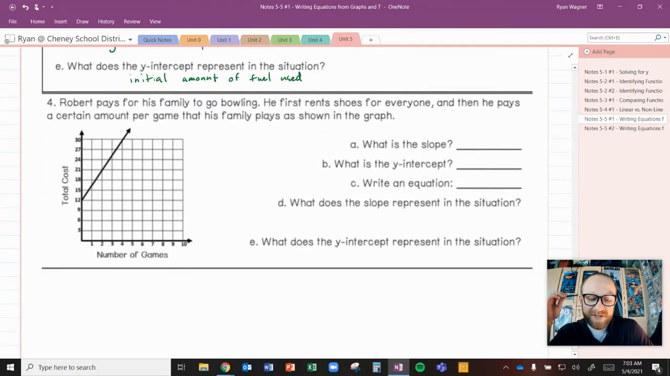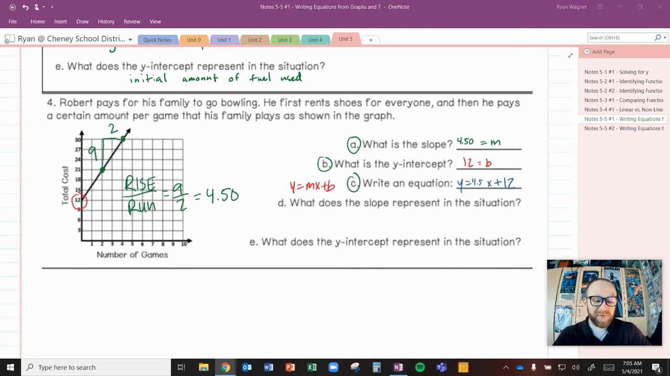Robert pays for his family to go bowling. He first rents shoes for everyone, and then he pays a certain amount per game that his family plays, as shown in the graph. Find the slope, find the y-intercept, and write an equation. And remember, in a graph, pick 2 points. You can pick any 2 you want. Make sure you check your scale. Go.